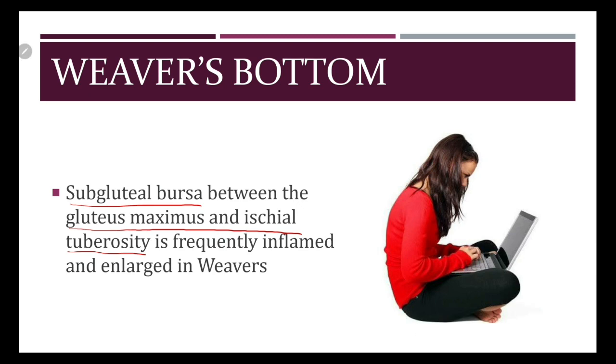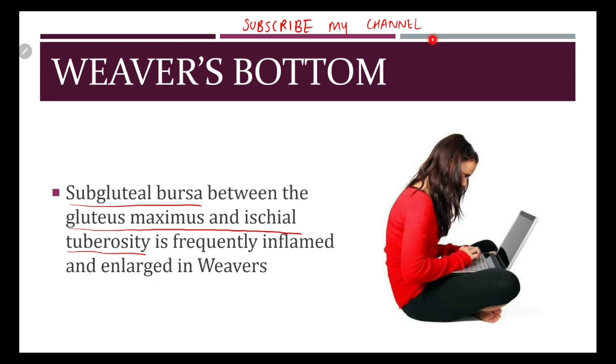Now this can happen in us also because nowadays most of the students, because of lockdown and all, are sitting at home, sitting at one place and putting a pressure on a wrong side, not sitting upright and putting a pressure on this bursa, and hence there is the chances of Weaver's bottom.